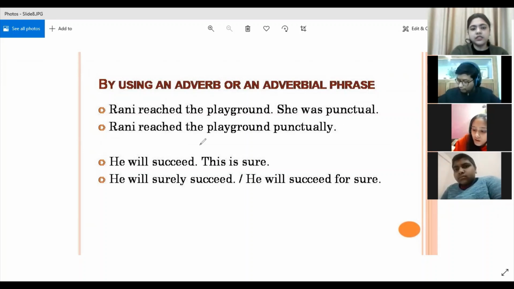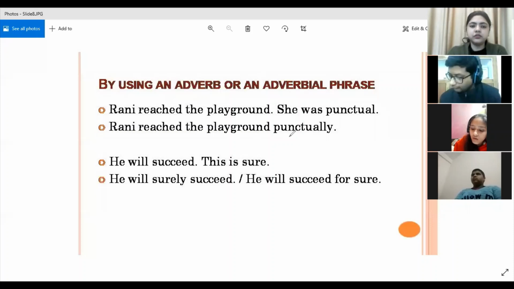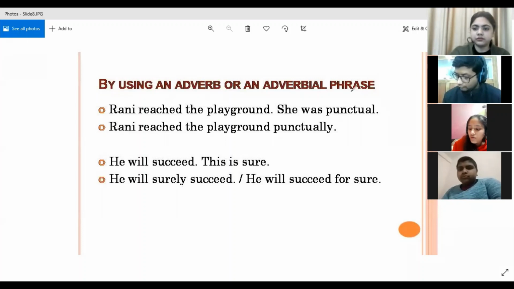So this one is easy. Rani reached the playground punctually. So you have to either use an adverb or an adverbial phrase. Fine. So you will see that we are using phrase. We are not using clause. Why? Who can answer this question? Why are we not using adverbial clause or noun clause? Anyone?